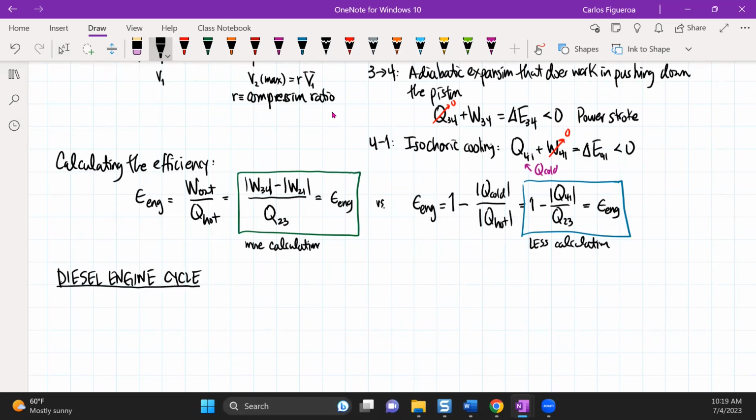So I guess what we really should talk about, what is a diesel engine? Well, it's very, very similar to a gasoline engine. They both use internal combustion engines. I would say that they're both internal combustion engines.